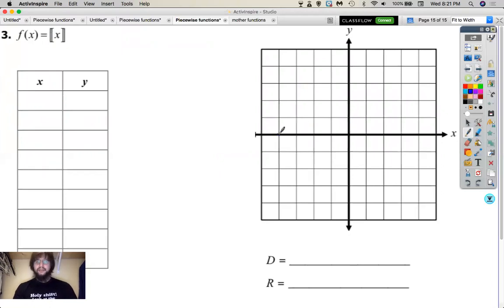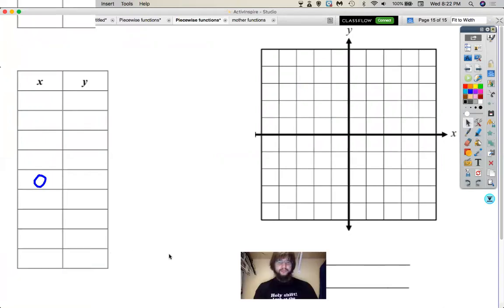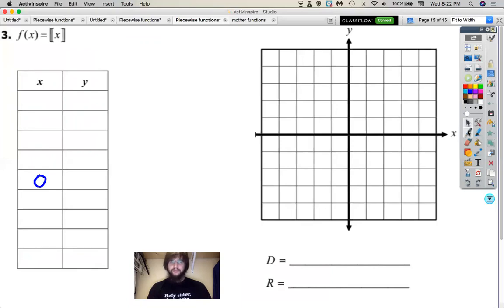We got 1, 2, 3. We got 5 to 5. We got how many squares here? 1, 2, 3, 4, 5, 6, 7, 8, 9. Well, I guess we'll put 0 here in the middle and go either way on it. So, whenever we're making a table of values, right? Numbers.